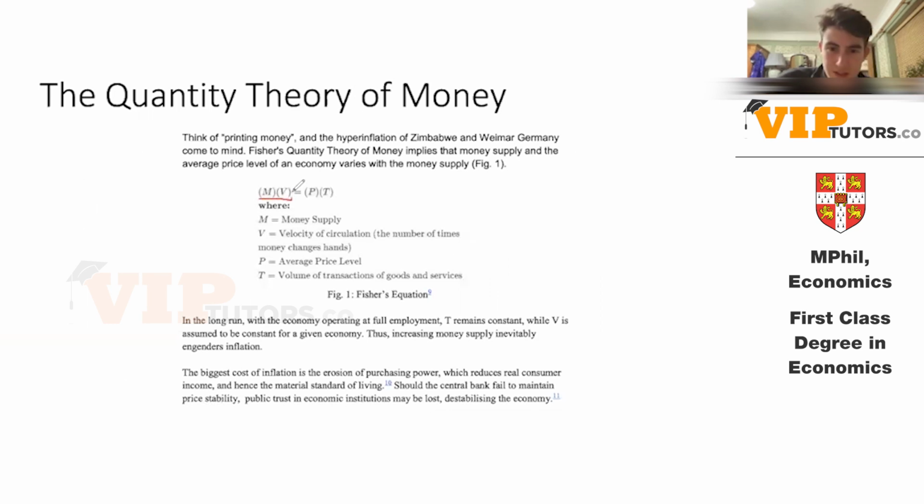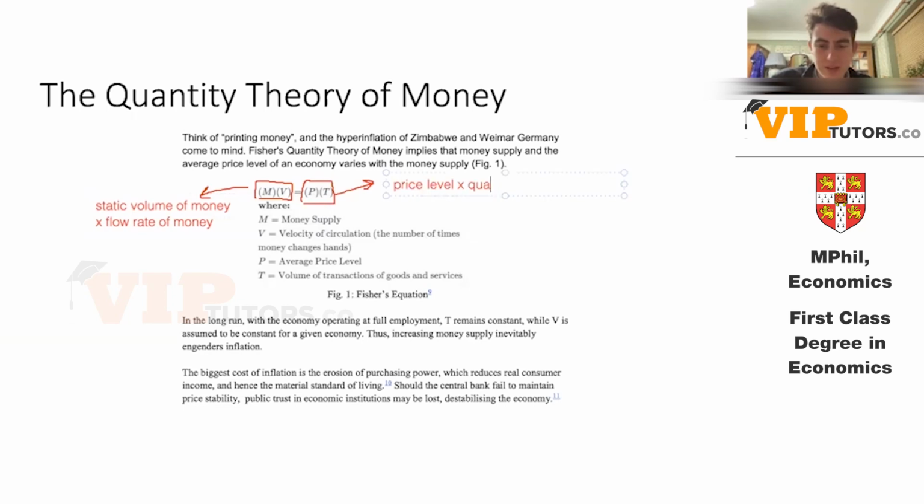Okay? This side is a volumetric measure, right? Where this side is a revenue measure, right? So this side is essentially the static volume of money times the rate of money, the flow rate of money, we'll call it. And meanwhile, this side is going to be price level times quantity. So this is essentially revenue.